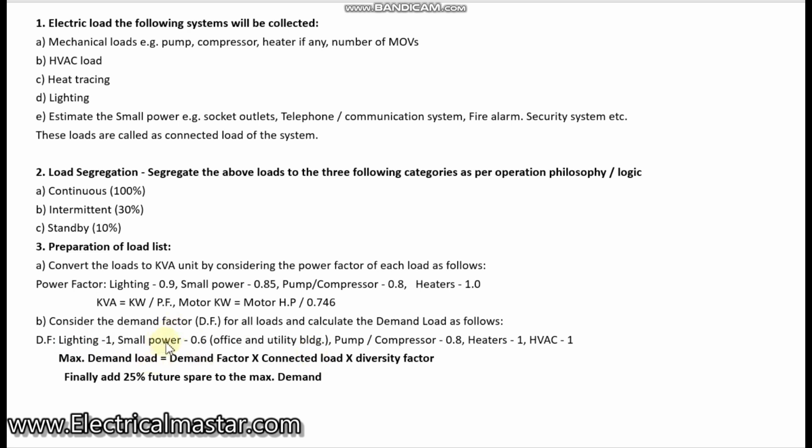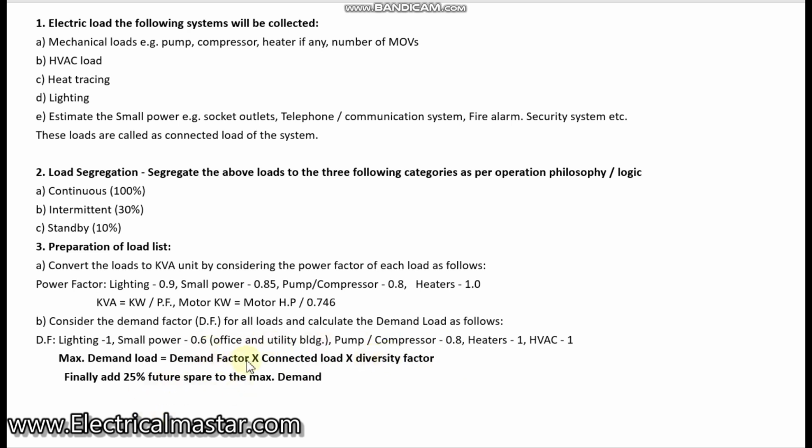If you are having 4 or 5 sockets in the room, you have to consider only 0.6 diversity factor, because at a time only 60% of the sockets are used, so 40% will be rest. Similarly, for pump or compressor the diversity factor value will be 80%, that is 0.8, and heater and HVAC panel have to consider 1. So maximum demand you can find by demand factor into connected load into diversity factor.